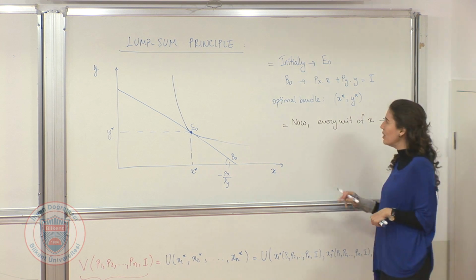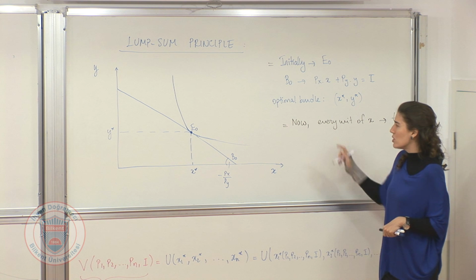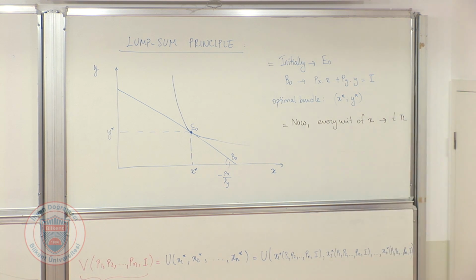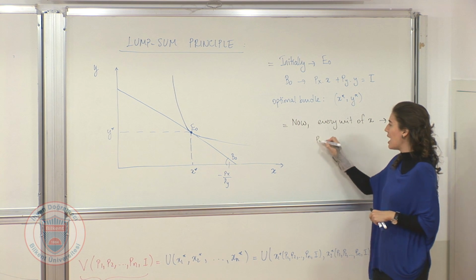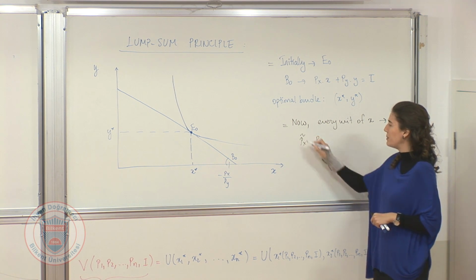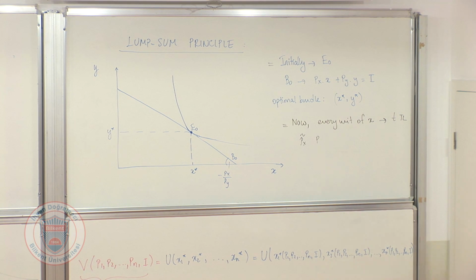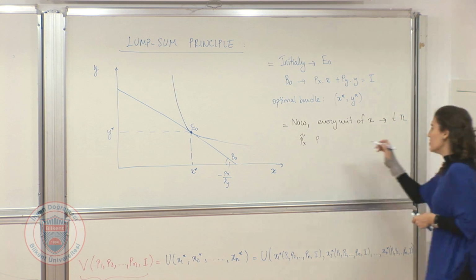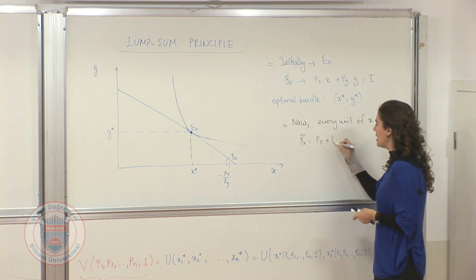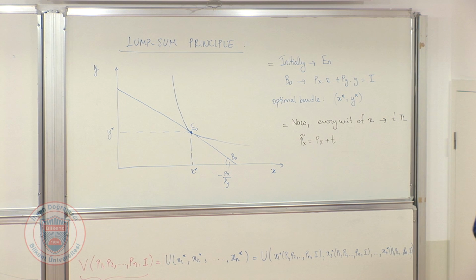So how would the budget line change? Initially, the price of X was Px. Now the price of X, let's call this Px tilde, will be Px plus T. So now what happened? The price of X has increased due to the tax.